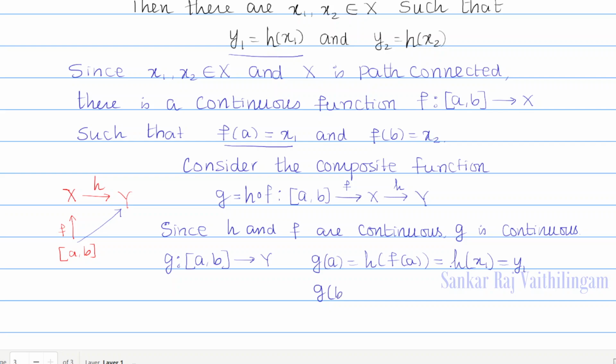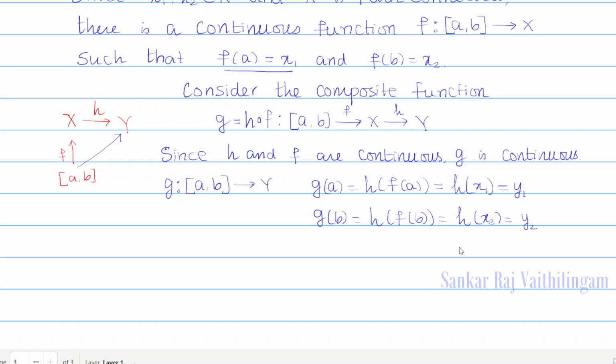g of b is equal to h of f of b, which is equal to h of x2, which is given to be y2. So g is a path connecting y1 and y2.